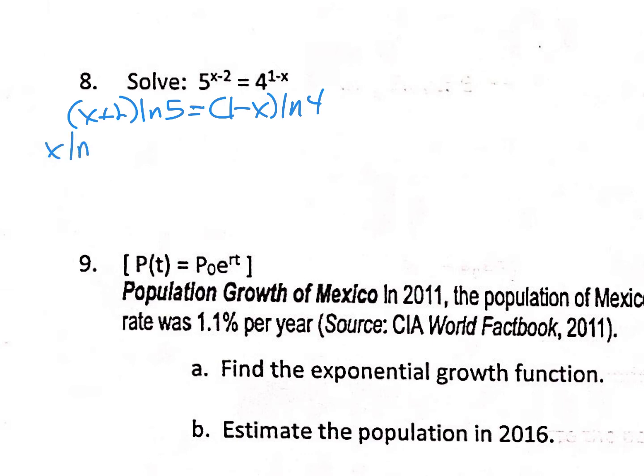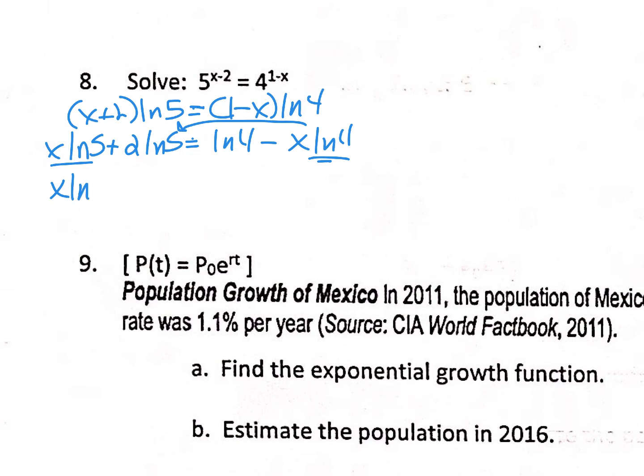So I'm going to say x natural log 5 plus 2 natural log 5 is 1 natural log 4 minus x natural log 4. Now you got to get your x's together. So I'm going to take this one over there, make it x natural log 5 plus x natural log 4. And you got to do the same thing with these two terms, get them together. So I'm about to take the 2 natural log 5 to the other side, which makes it natural log 4. So that's supposed to be a minus 2 in the problem. Sorry about that. Makes it natural log 4 plus 2 natural log 5.